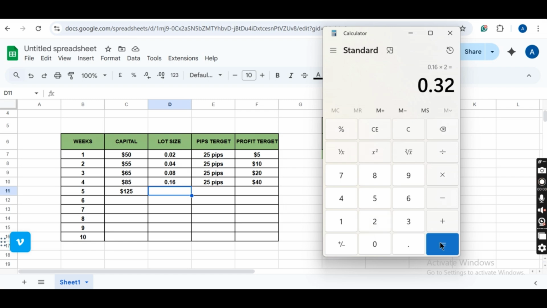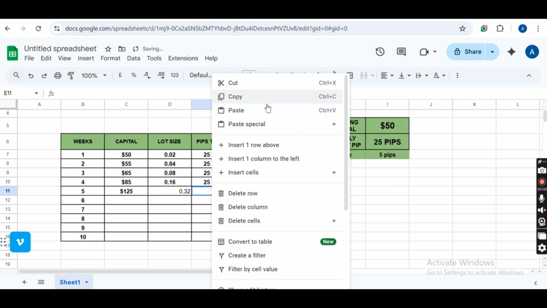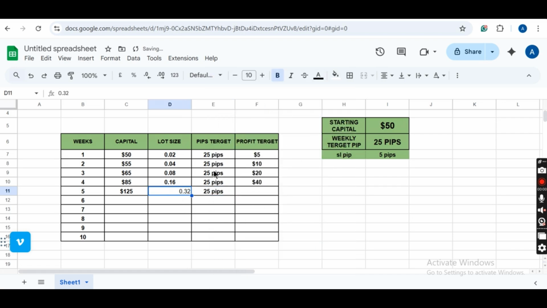We have 0.32 lot size kenan da zamu using. So our week 5 lot size now is going to be 0.32 lot size. And our target for one week then is still the same thing, which is 25 pips. 25 pips is still our target for one week then.